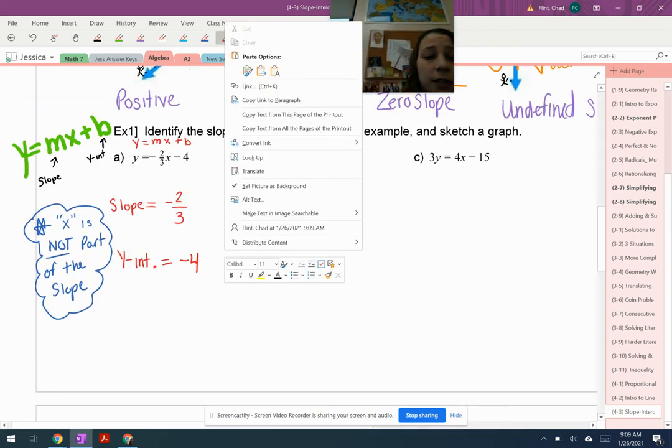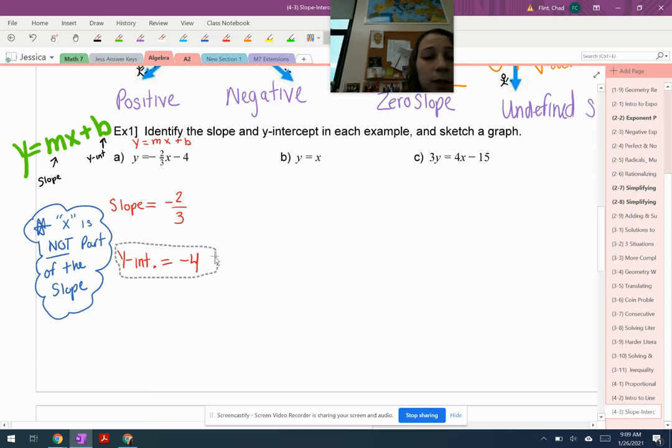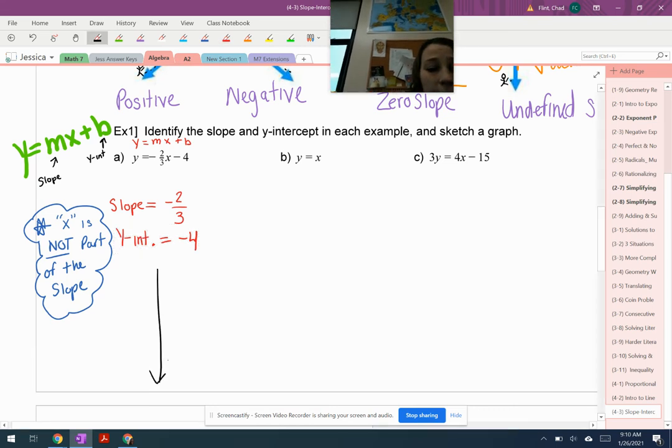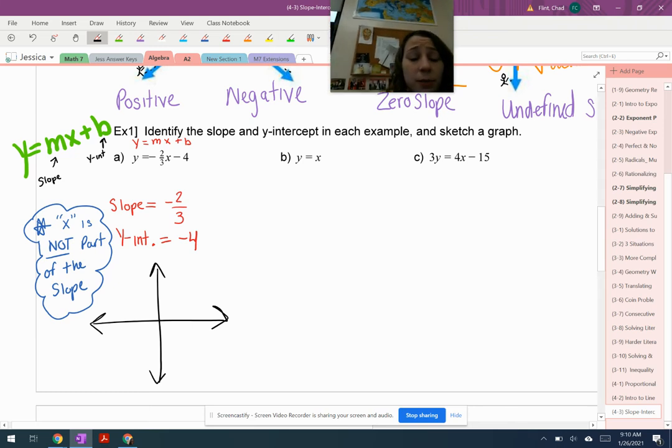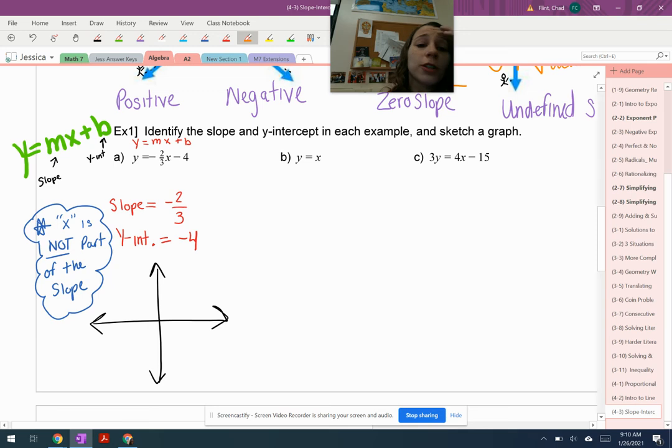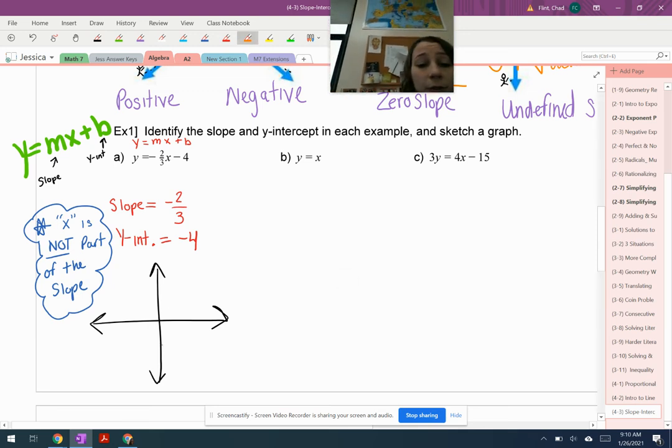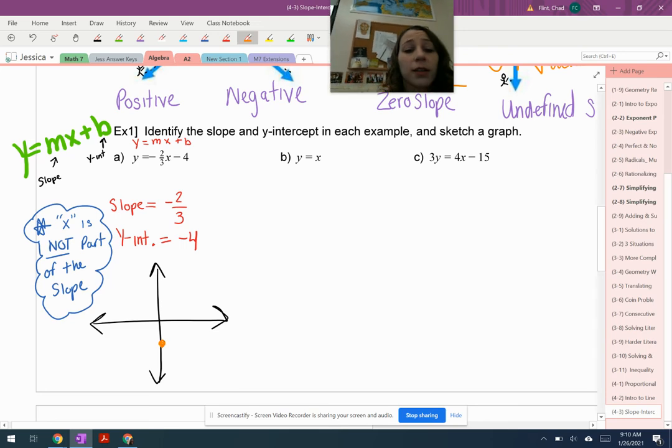Well, okay, I guess I need a little bit more room. So sketch a graph is just wanting us to get a generic picture. It doesn't have to be pretty. It doesn't have to be perfect. So I've got an x and y axis. So you might be remembering this a little bit from last year, maybe not. Your y-intercept is like your starting point. So like -4 would be somewhere down here.